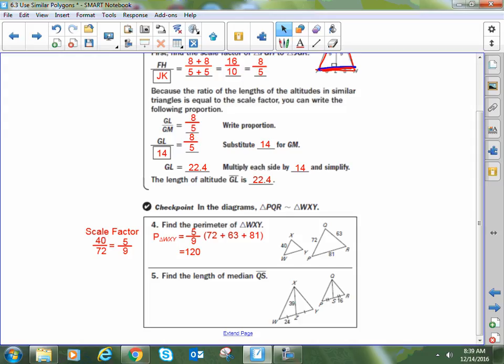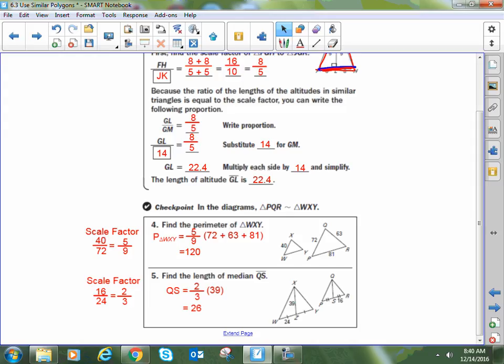And in the next one, I'm going to do something similar. I want to know how long QS is. Well, if I compare QS to XZ, again, I can see that we're reducing the figure. So I'm going to look at the scale factor again, and the scale factor as a reduction would be 2/3. Multiplying the scale factor by its corresponding side, in this case XZ, gives us QS to be 26 units long.